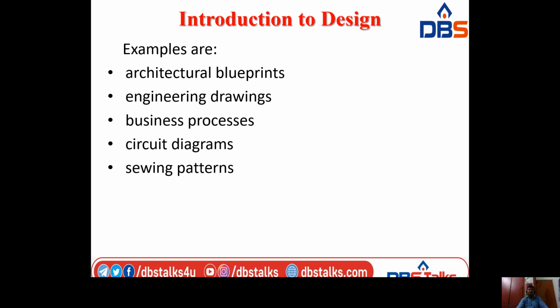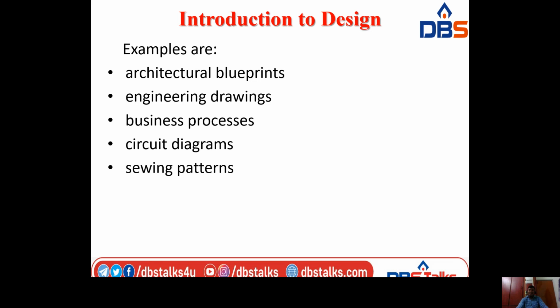Now coming to examples. Architectural blueprints are prepared for the purpose of architecture. Then engineering drawings, by using which some products are developed. And business processes also have some set of design, for example, how a product moves from one route to another. This is about the business processes.